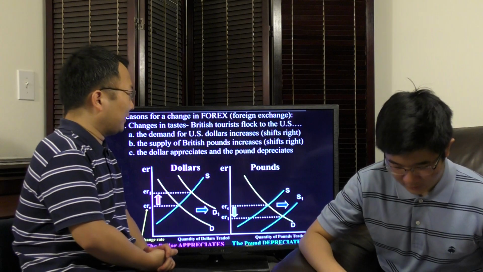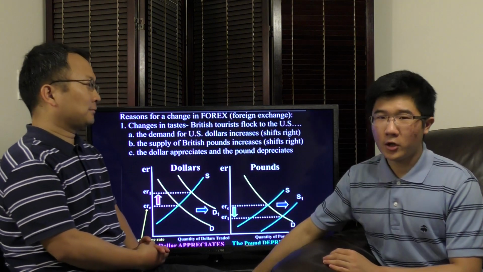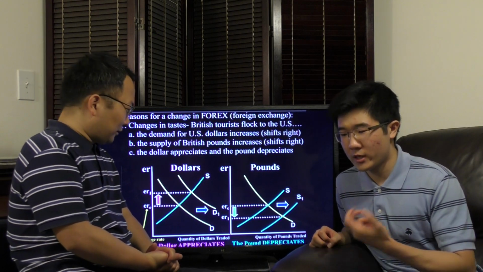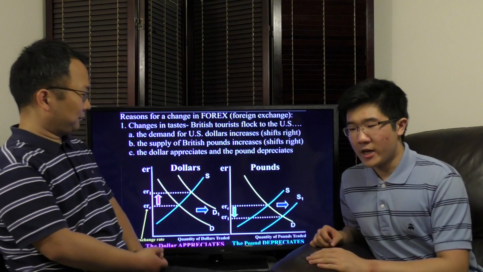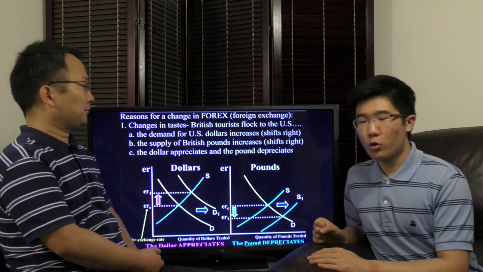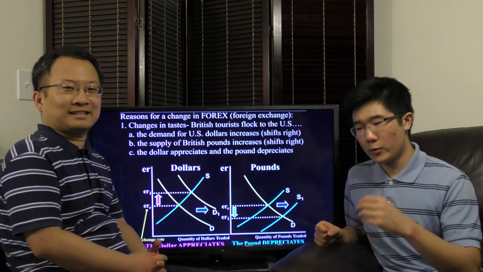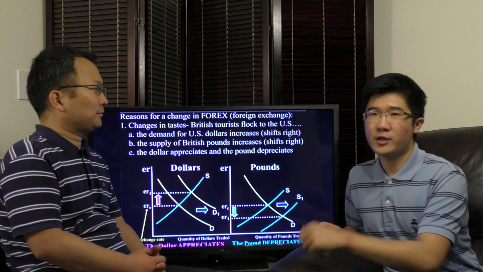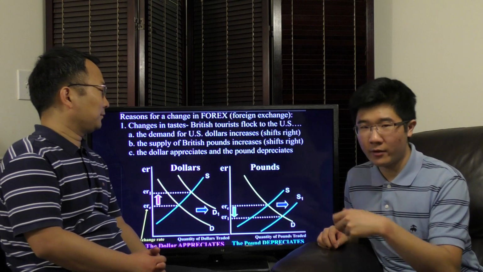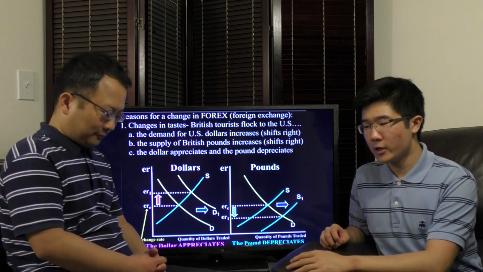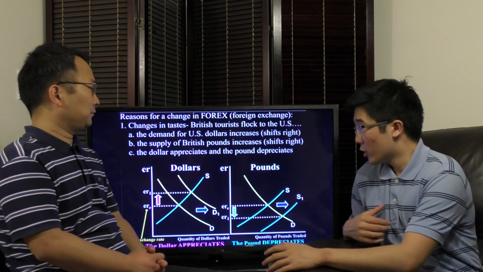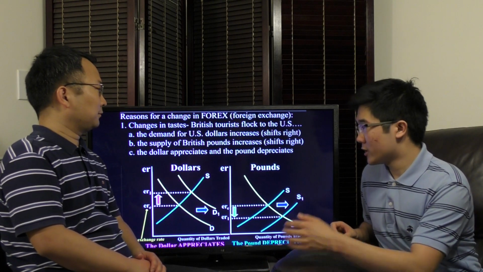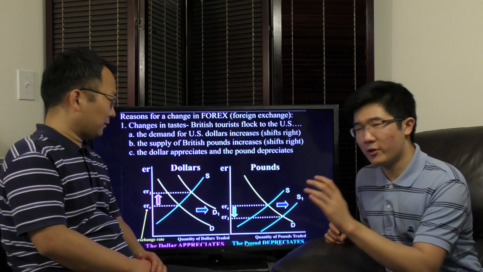And so there are also other outside effects that can cause changes in foreign exchange, or forex, to shift the curve. One thing is a change in taste. Let's say British tourists now have a change in taste and they want to flock to the U.S. and vacation in the U.S. more. Well, to vacation and temporarily stay in the U.S., you can't buy with pounds. You have to convert your British pounds to U.S. dollars. And so this causes demand for U.S. dollars to increase, which causes a shift to the right in demand for U.S. dollars, which causes an increase in the U.S. dollar exchange rate.